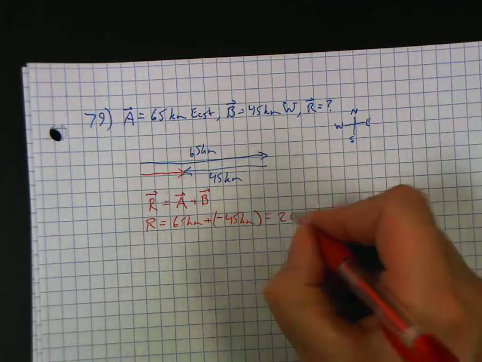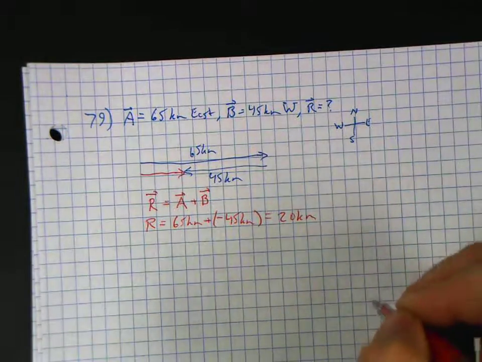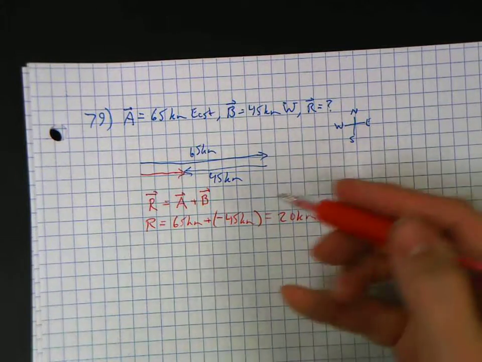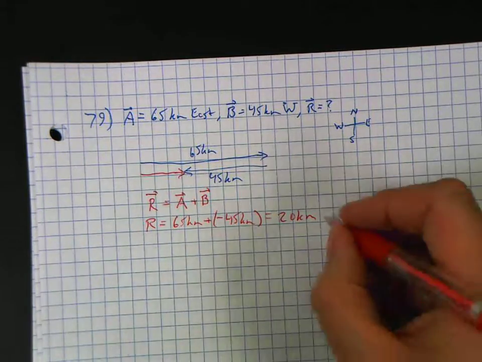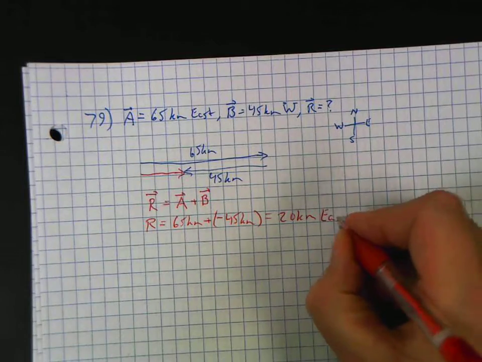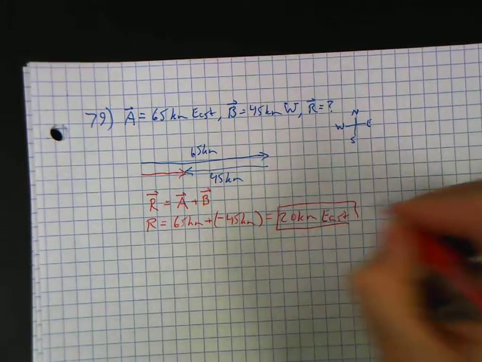So we end up with a displacement with a magnitude of 20 kilometers, and it is pointing to the right because the one going to the east was greater. So 20 kilometers east, and that was easy.